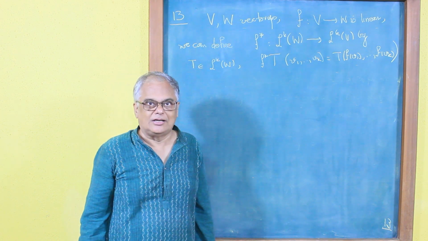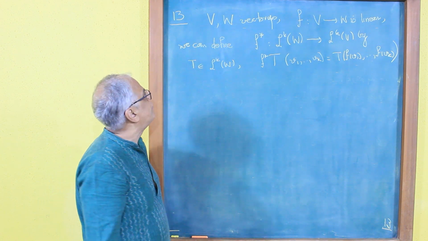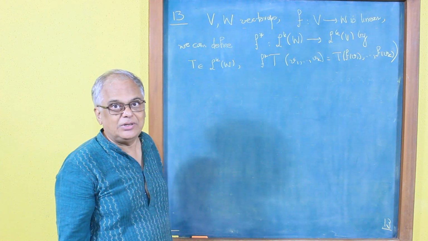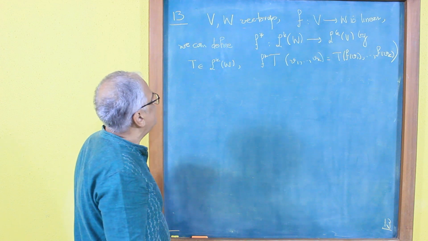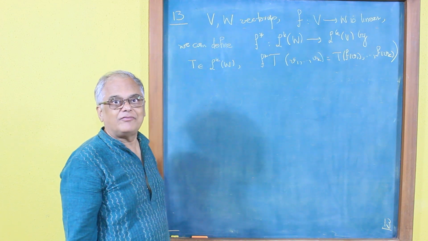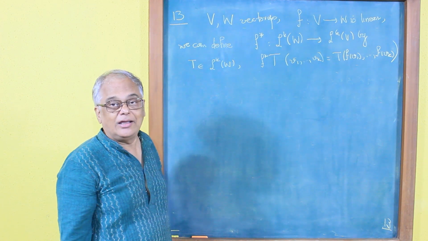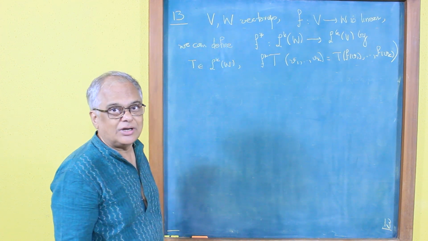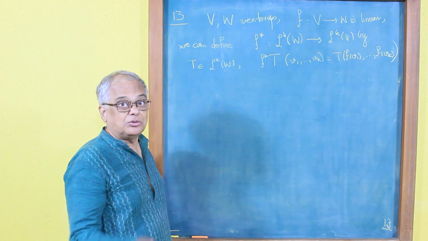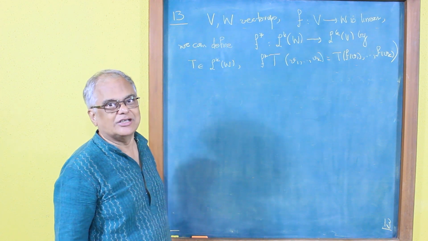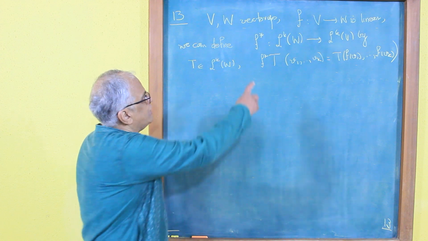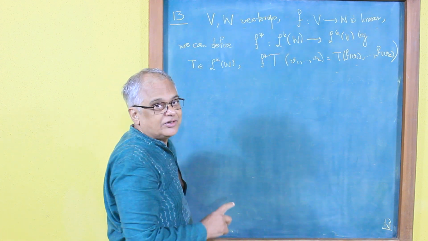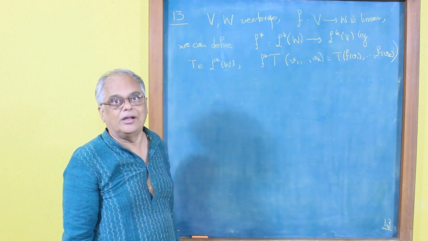So this is where we were last time: if V and W are vector spaces and you have a linear map F between them, then we can define a map F upper star from L^k(W) to L^k(V). Remember, F is from V to W, and F upper star goes in the reverse order in some sense. You take an element in L^k(W), call it T.